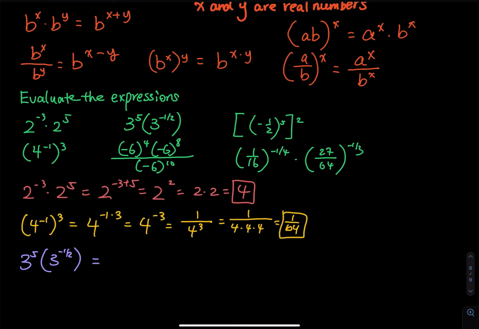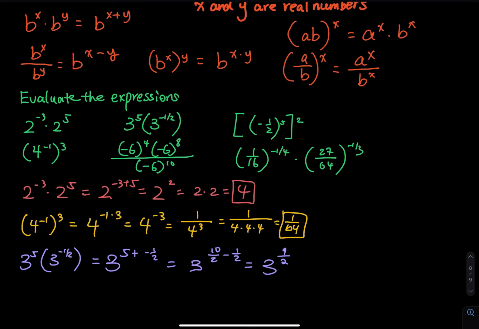Okay, then this is a 3, and then we have 5. This one is a multiply, so you will be doing 5 plus negative 1/2. Oh, 1/2. So that is equals to 3. And then this is 2, then that will be 10, minus 1/2. Then you have 3, so this will be 9 divided by 2.